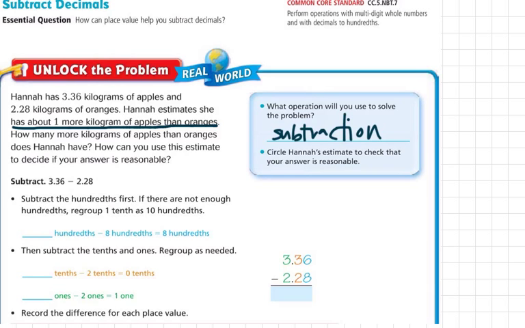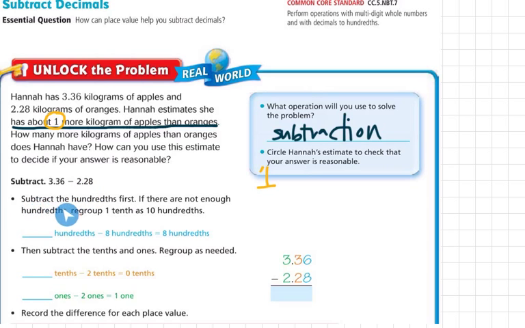Next it says, circle Hannah's estimate to check that your answer is reasonable. So we want to go back in the original problem and circle the 1, because that's our estimate. I'm also going to write it down here so that I'm aware that she estimated 1, and I can go back and check my actual answer according to the estimate. Remember, the estimate's there to help you and assist you. The estimate makes sure that your actual answer is reasonable. If your actual answer is really far off the estimate, you know that maybe you made some errors in your subtraction. So now we're going to subtract the two numbers, 3.36 minus 2.28.